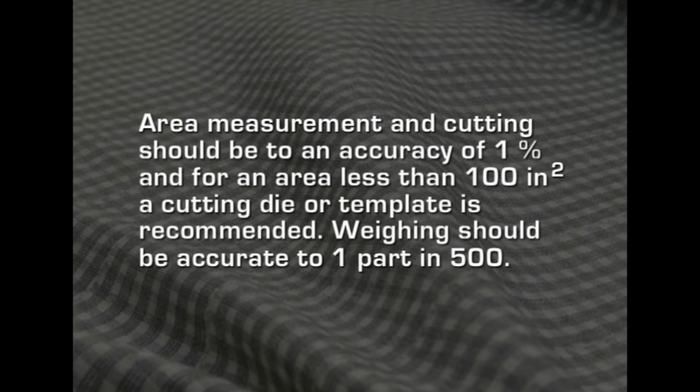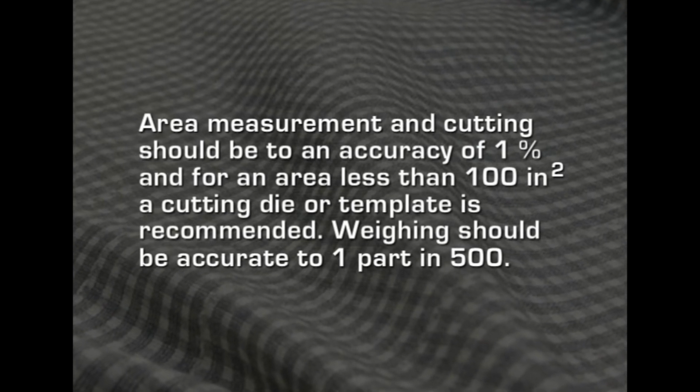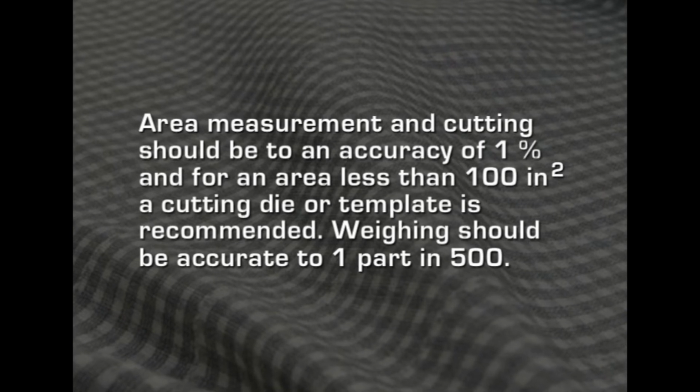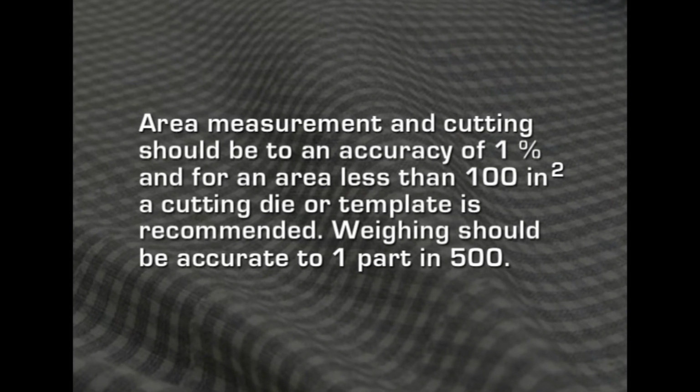The actual determination is not so straightforward, since sampling, marking out, cutting, accuracy of weighing and moisture content must all be considered. Area measurement and cutting should be to an accuracy of 1%, and for an area less than 100 square inches, a cutting die or a template is recommended. Weighing should be accurate to 1 part in 500. The effects of moisture content can be accounted for either by conditioning the specimen in a standard atmosphere or by baking the specimen to oven dry weight and adding the official regain of that particular fiber.